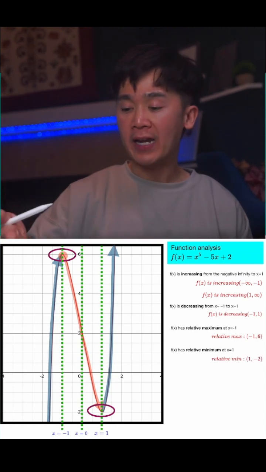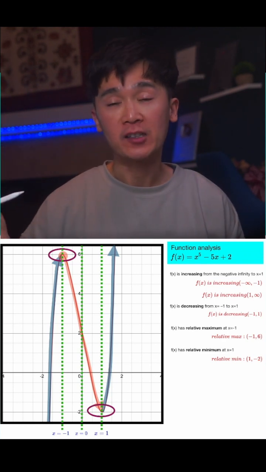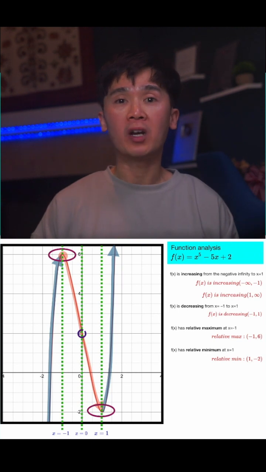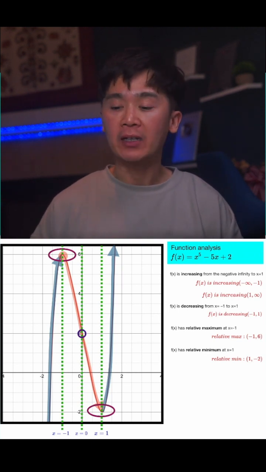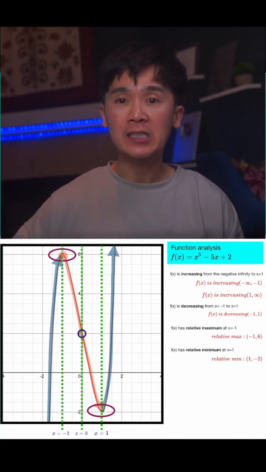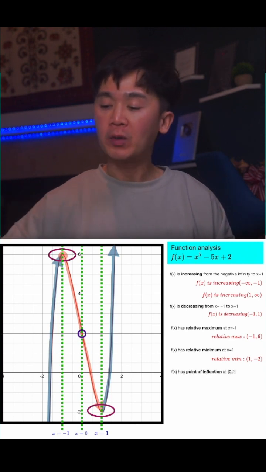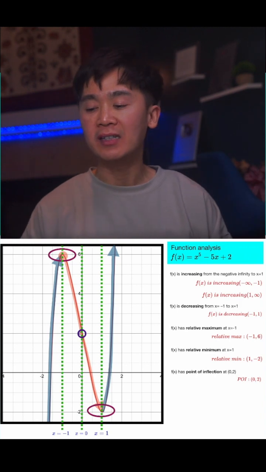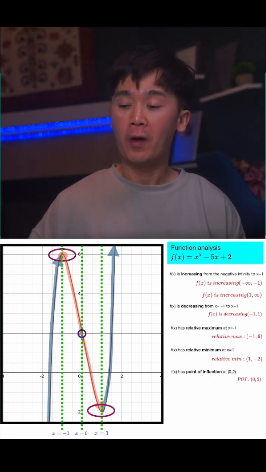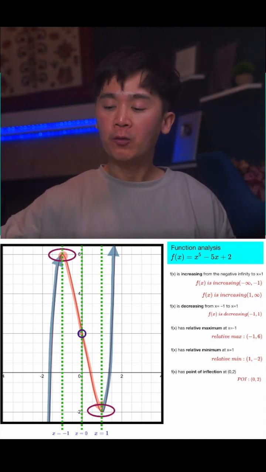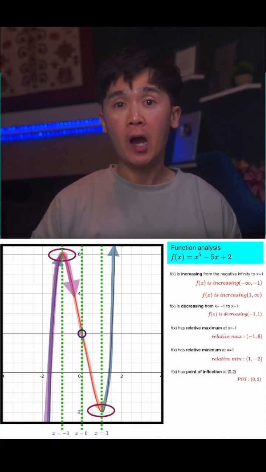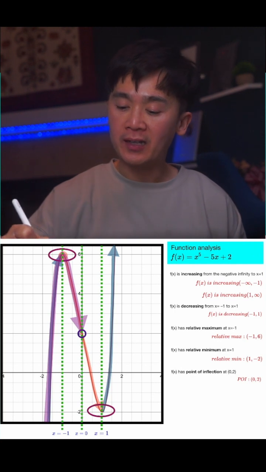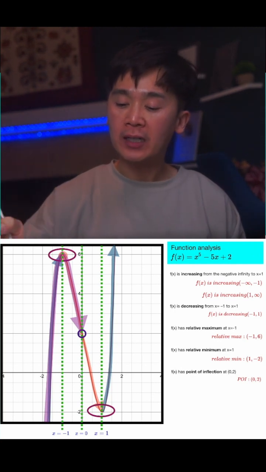So we have the direction, and we have the extrema, or relative extrema. Now, for our point of inflection, where the change of concavity is happening, it's going to be at this point, which is at 0, 2, and we can write it as POI at this point, 0 and 2. And for its concavity, we know that we have a concavity going downwards in the interval negative infinity to 0.